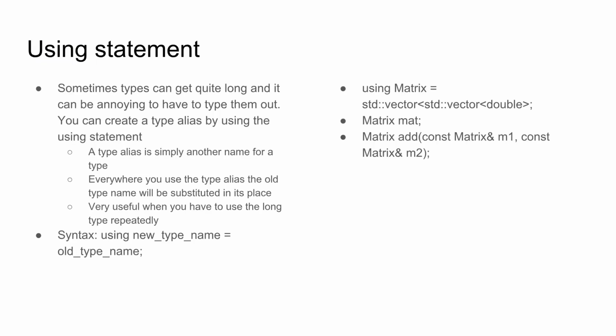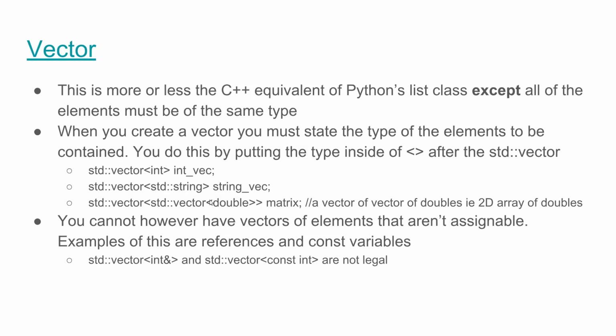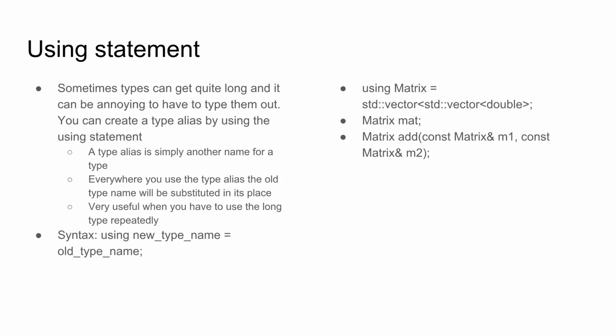So one thing that can be helpful when working with some of the STL types, the standard library types, is the using statement, because as you've seen back here, this type is very, very long. And it's very annoying to have to continue to write that type all the time. So what you can do is you can create a type alias, which is just a nickname for that type that you can use instead of having to type out the entire thing each time. To do that, you say using whatever you want that new name of the type to be equals the old type name. And then everywhere you use the new type name, it's like you're saying the old type name.